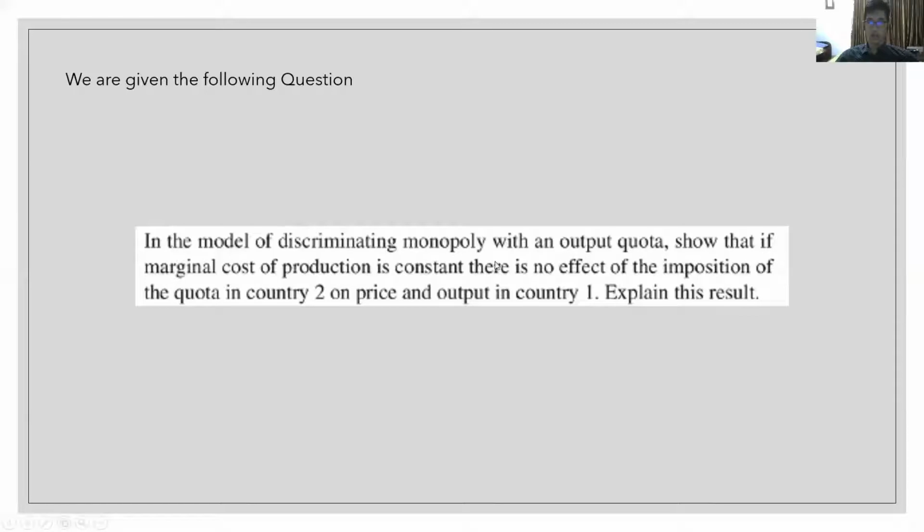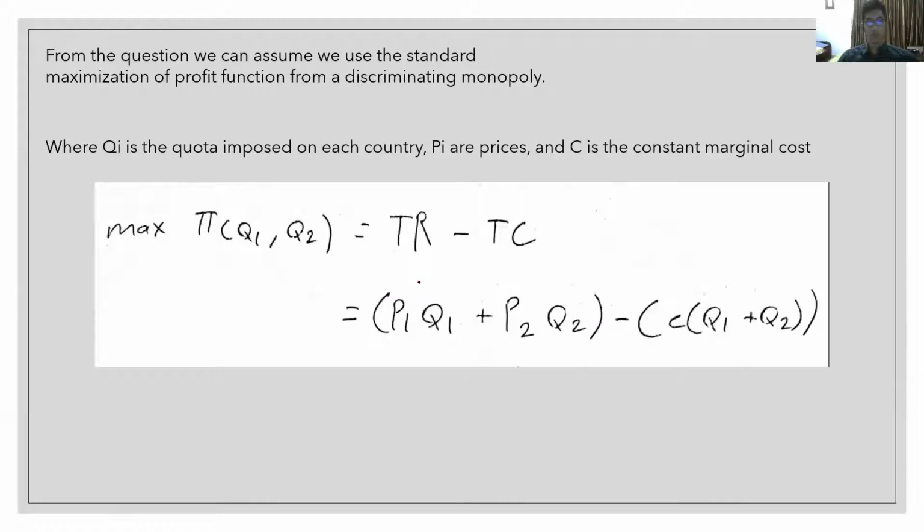So here we have to see what the question actually asks us. The question is asking, when there is a change in the quota or imposition of the quota in country 2, is there any change on the price and output in country 1? We have to show that there is no change, no effect, when the marginal cost of production is constant.